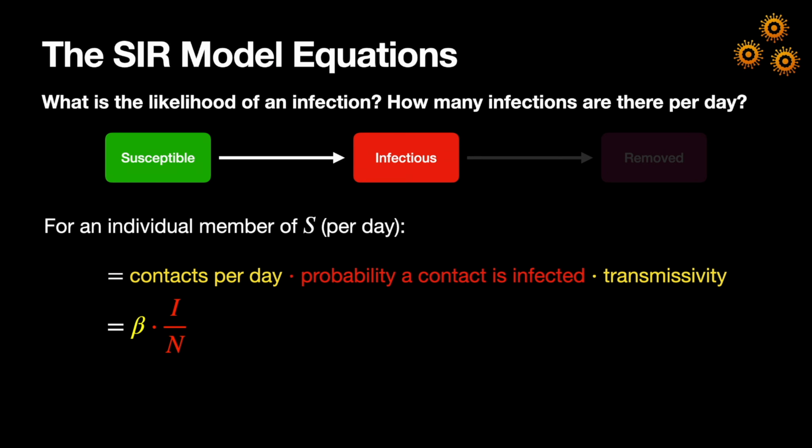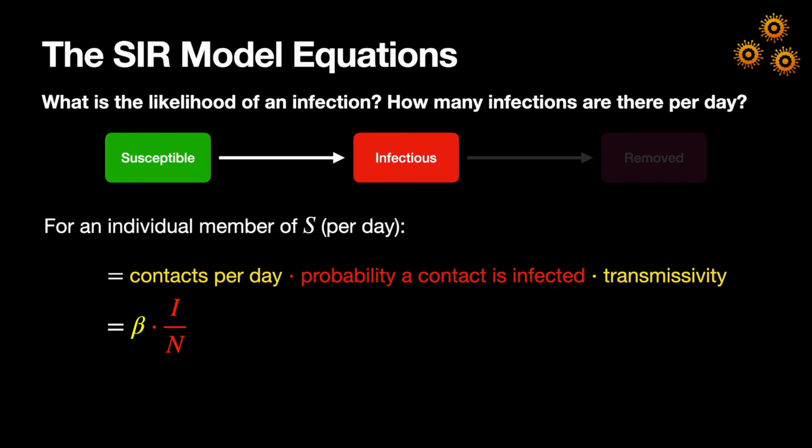There are really three things going into this, but in a nutshell, the more people you come in contact with, or the more the disease is present within those contacts, or the more contagious the disease is, or any of those all together, the higher the chances are that you'll get infected.